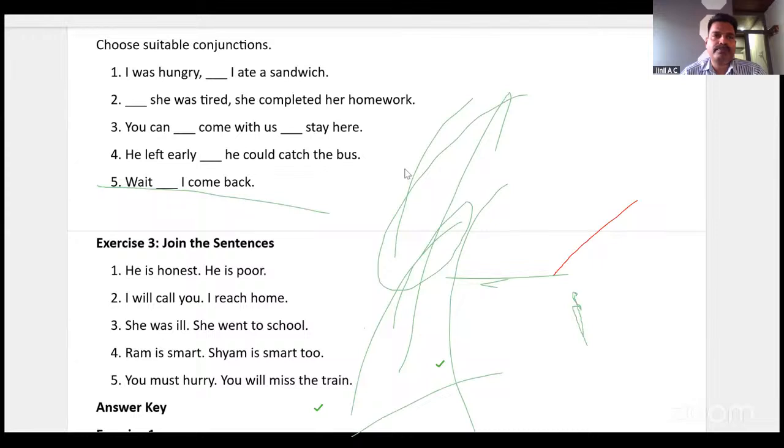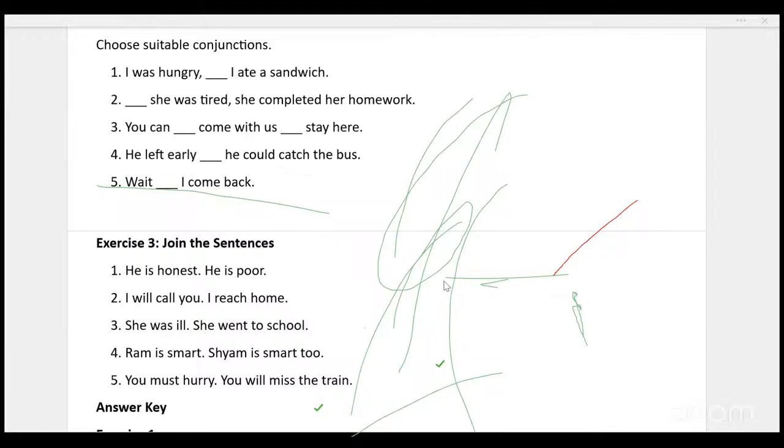Good evening, ma'am. The boy started early, but he could not reach in time. Oh, that was so sad. He started early, but he could not reach in time. Maybe he had some traffic block or something like that on the way.